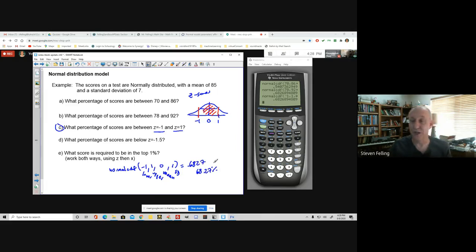Okay, so we can do the same process whether we're working with the original data or whether we're working with z-scores. The only thing is for z-scores, we always use 0 and 1 for mean and standard deviation. Okay, let's do the next one.